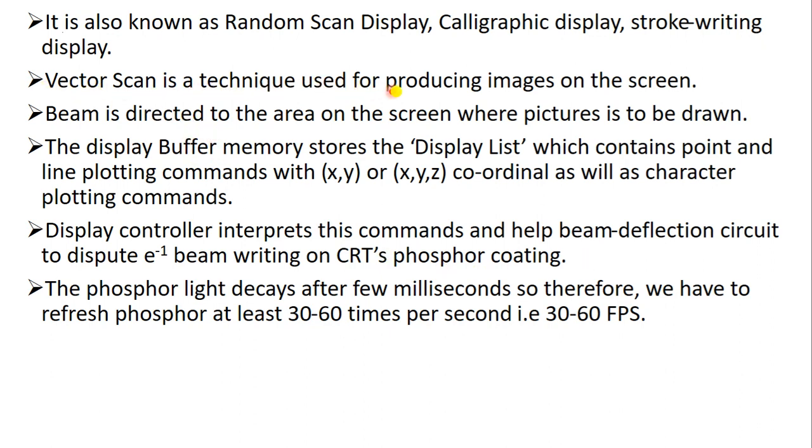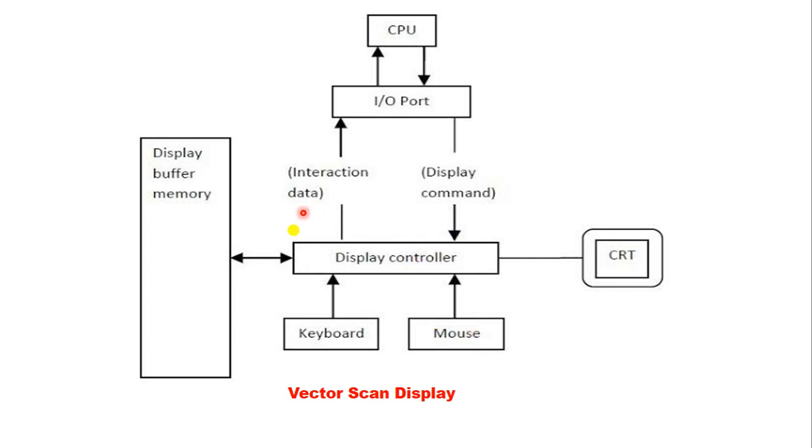Vector scan is a technique that is used for producing images on the screen. The main thing the display controller does is take the information from the display list or display commands and pass it to the beam, and the beam strikes it on the CRT. After that, the image will be produced on the CRT screen or the phosphorus screen.